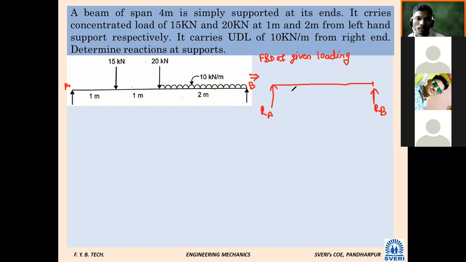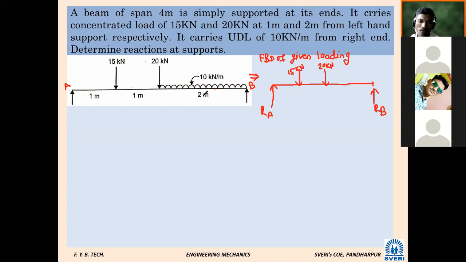Then the loads are already given. At 1 meter, how much load is applied? 15 kilonewton. Then after another 1 meter, how much load is applied? 20 kilonewton, already given. Now this UDL we have to convert into a point load, an equivalent point load.